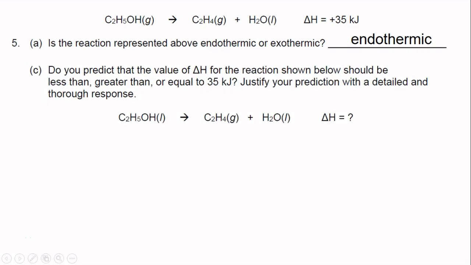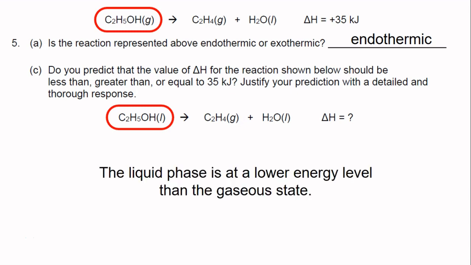All right, on to part C of number 5. This is a conceptual question. Do you predict that the value of delta H for the reaction shown below, which has liquid ethanol instead of gaseous ethanol, should this delta H be less than, greater than, or equal to 35 kilojoules? Since we are going from a gas to a liquid, there should be a difference in energy between the gas and the liquid state. The liquid phase is at a lower energy level than the gaseous state.